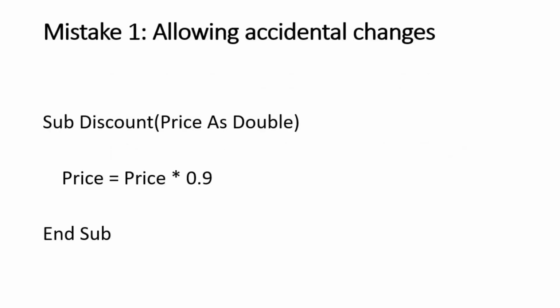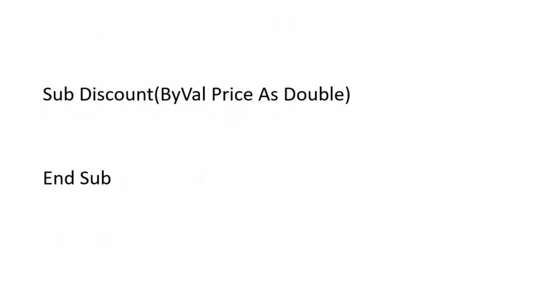Let's look at some common beginner mistakes. Mistake number 1, allowing accidental changes to take place by writing Sub Discount(price As Double) End Sub. Because VBA assumes ByRef by default, price changes can occur unexpectedly. So it is better for you to use ByVal in this instance.